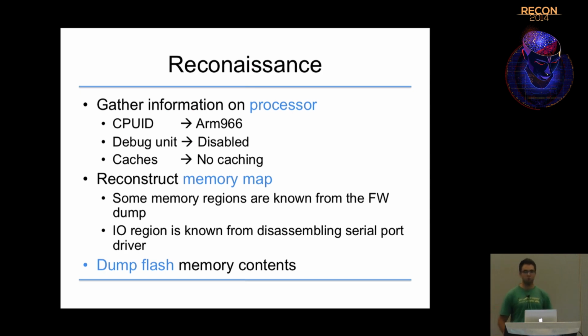Another thing I needed to do was reconstruct the memory map of this drive. Some memory regions I already knew from the firmware dump before, and also I knew that the serial port was in the I/O memory region, but I completed this memory map. And finally, I also wanted to dump the contents of the flash chip. And for this, I was really lazy. I just set a breakpoint at the beginning of the flash read function, waited till it dropped there, changed the parameters to read the whole flash into RAM, and then afterwards put a breakpoint at the end of the function and dumped the RAM when it was there.